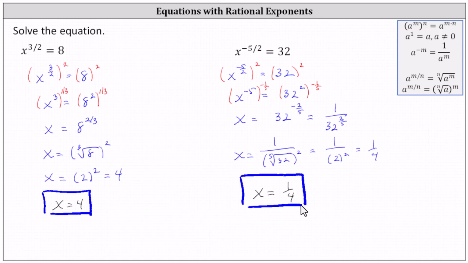In the next example, we'll see an equation that has 2 solutions. I hope you found this helpful.